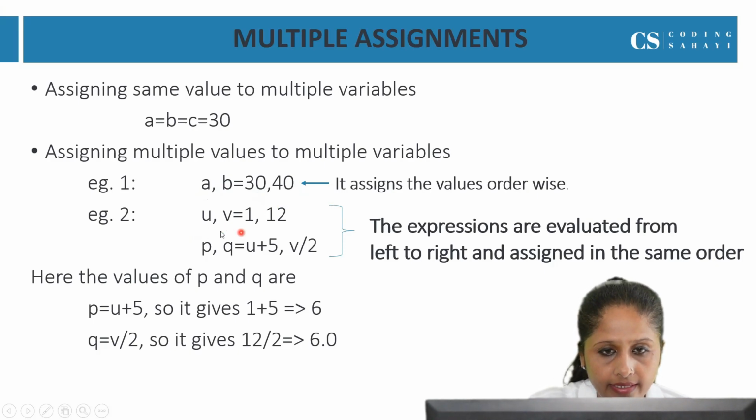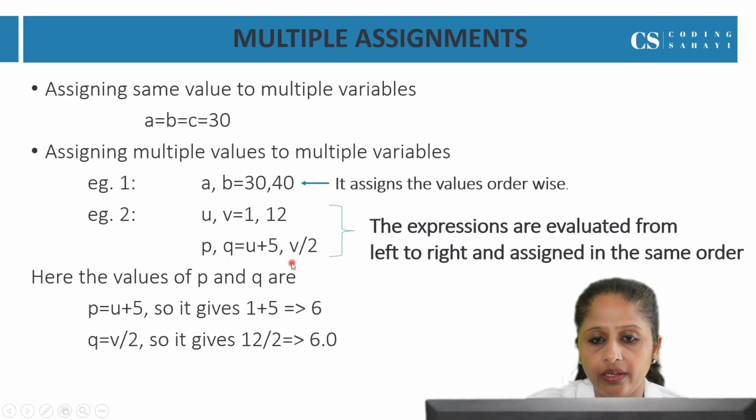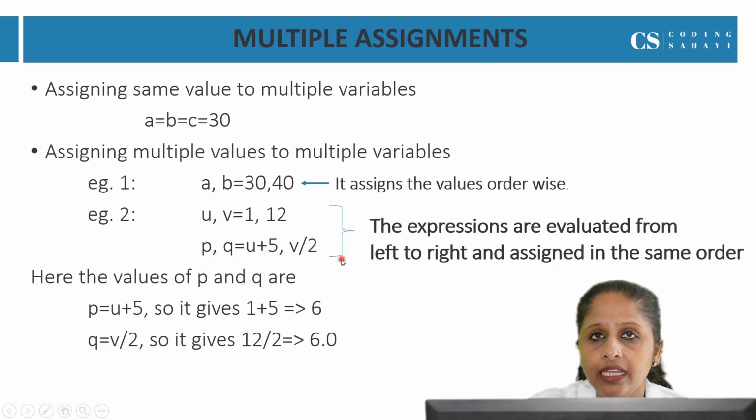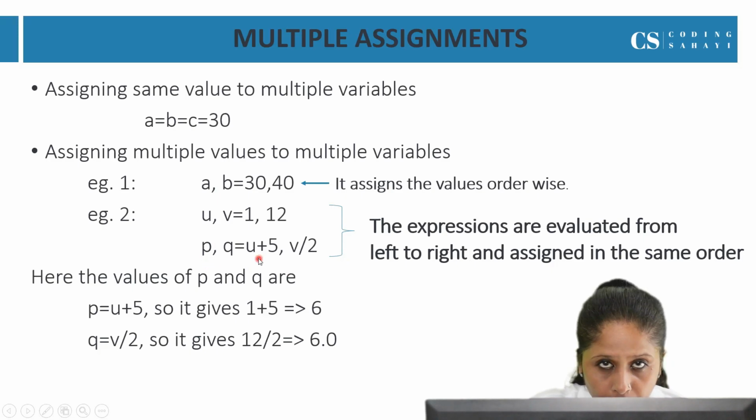Now we have another example, like u comma v equal to 1 comma 12. Here u gets the value 1 and v gets the value 12. In another example, I have written p comma q, two variables p and q, equal to u plus 5 comma v divided by 2. Here you can see I am not assigning a value, I am assigning an expression. That is, u plus 5 and v by 2 are two expressions I am assigning here. So p is getting the value u plus 5 and q is getting the value v by 2.